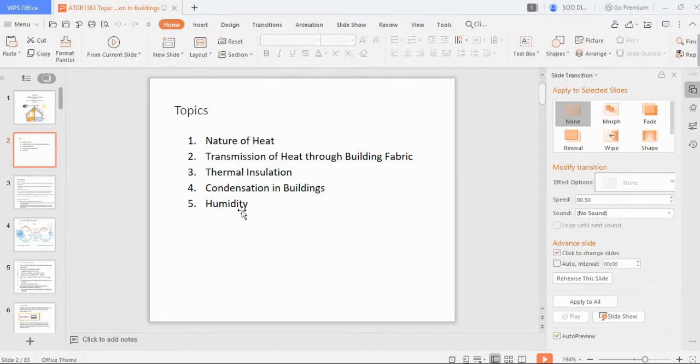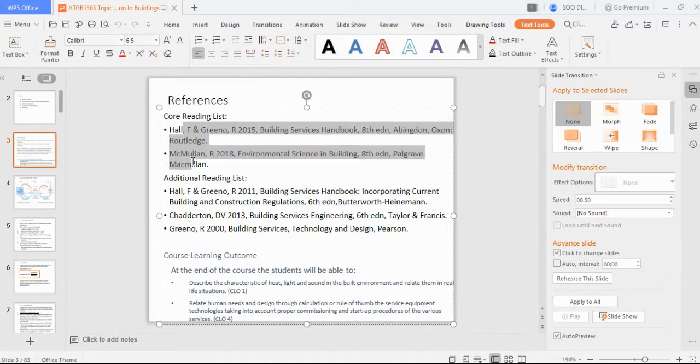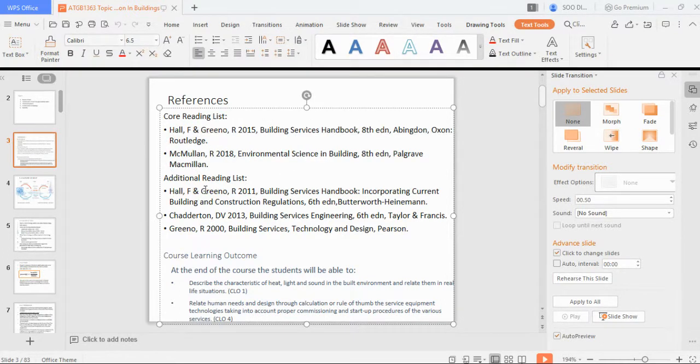So this humidity will be in terms of the psychrometric chart. The reference is still the same. This is our two main core reading material. You also have additional reading material if you wish. And at the end, you'll be able to describe the characteristic of heat in the built environment, and how to relate them to real life situations. You also learn a bit on the calculation and the rule of thumb on how to properly start it.